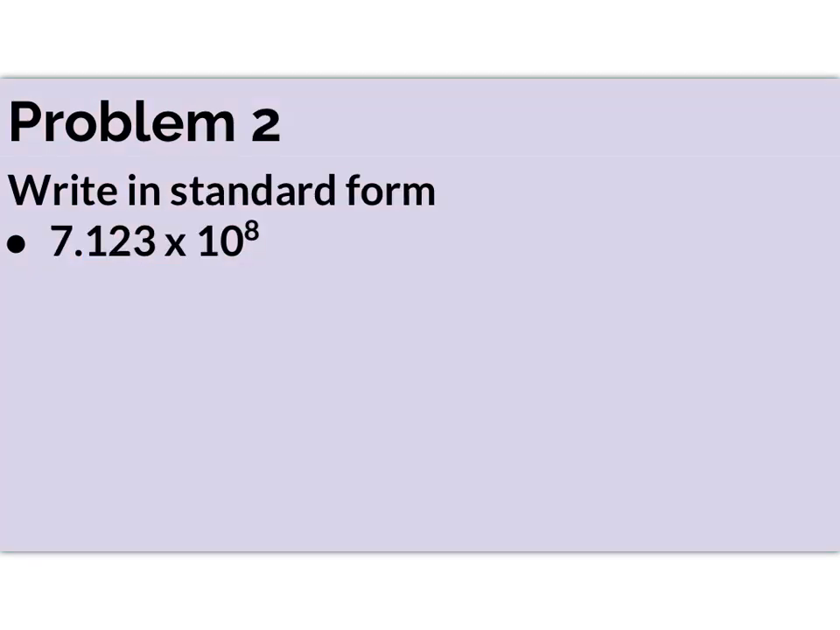All right, so problem 2. This is in scientific notation, and going from scientific, a positive exponent means we're moving right. So 7.123, we move it 1, 2, 3, 4, 5, 6, 7, 8. Put a 0 in the empty places. That was 5 zeros: 7, 1, 2, 3, then 1, 2, 3, 4, 5 zeros. Put our commas in. So 712,300,000.